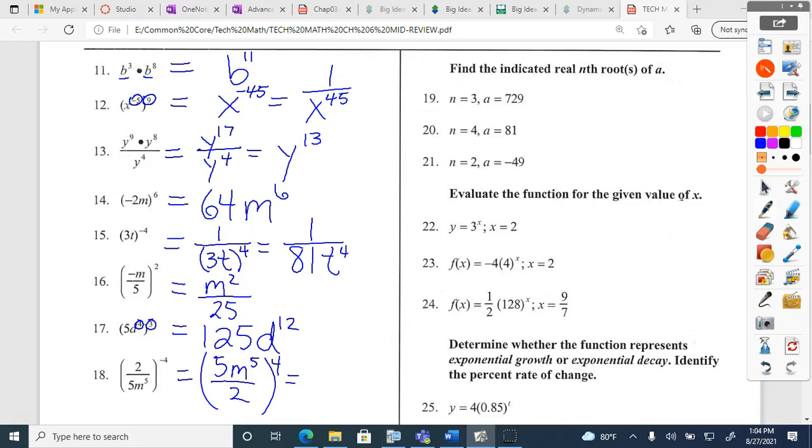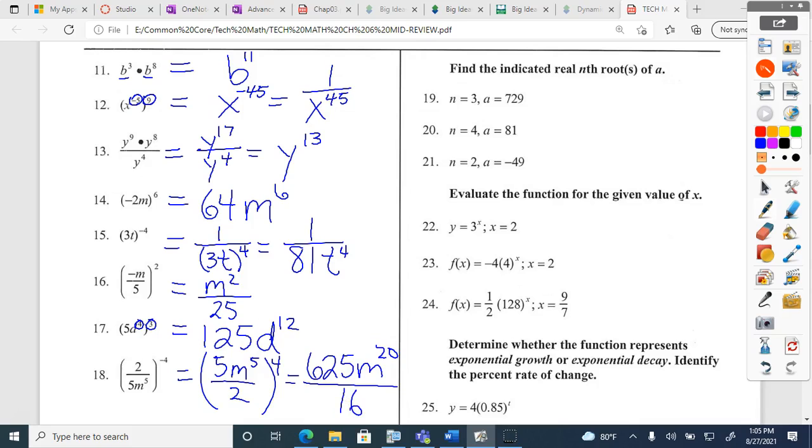5 to the 4th. What is 5 to the 4th? 625. Big number. M to what power? 20th. The 20th power. Power to a power, we multiply the exponents. Over 2 to the 4th, 16. And to my knowledge, 625 and 16 do not reduce.